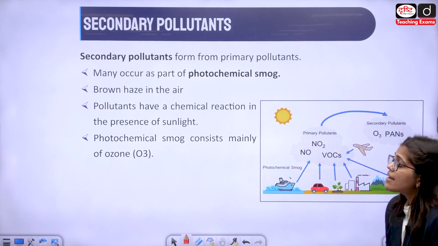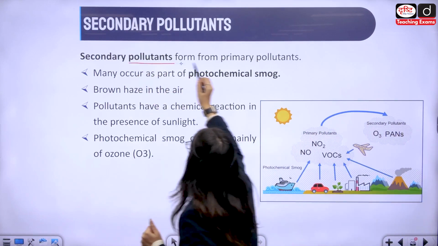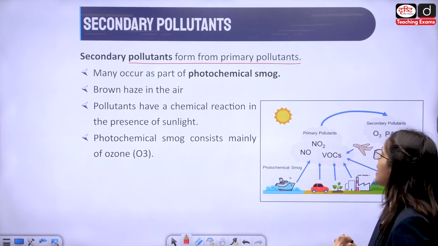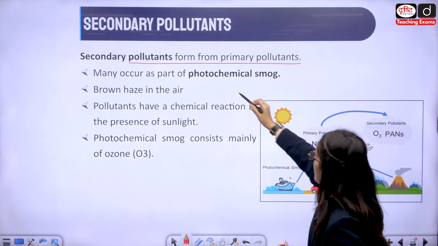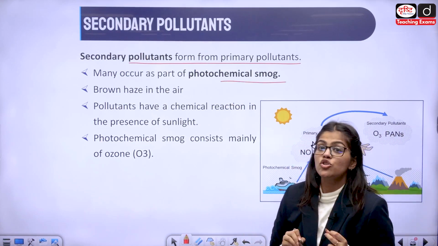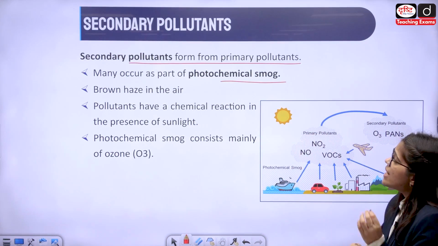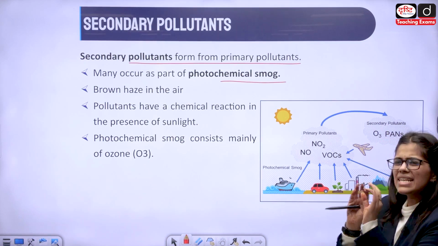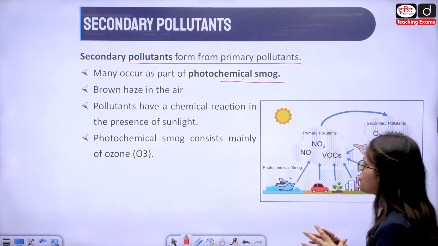Right? Then there are the secondary pollutants. As I told you, secondary pollutants are formed when two primary pollutants come together. And a great example of this is photochemical smog. A lot of the time this is asked in the paper. So let us talk about photochemical smog. It is brown and hazy in color. It makes the air look very hazy and brownish, you can say.